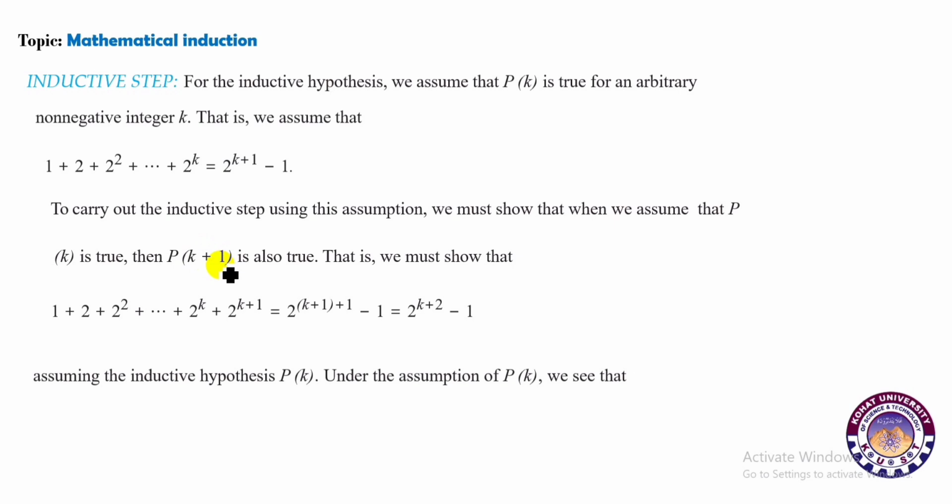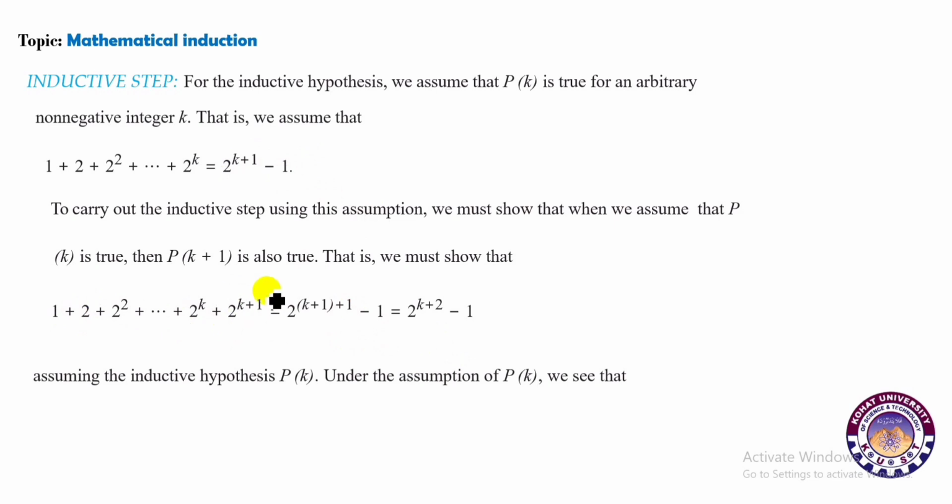Since 1 plus 2 plus 2 square plus up to 2 raised to the power k plus 2 raised to the power k plus 1 is equal to 2 raised to the power k plus 1 minus 1, as 1 plus 2 plus 2 square plus up to 2 raised to the power k by assumption is equal to 2 raised to the power k plus 1 minus 1, and plus 2 raised to the power k plus 1.